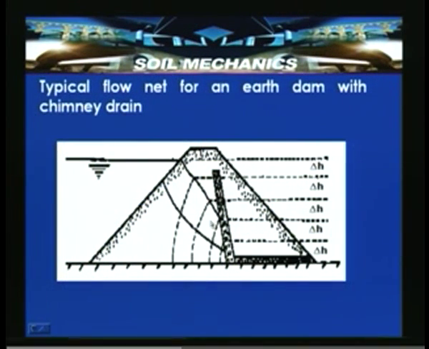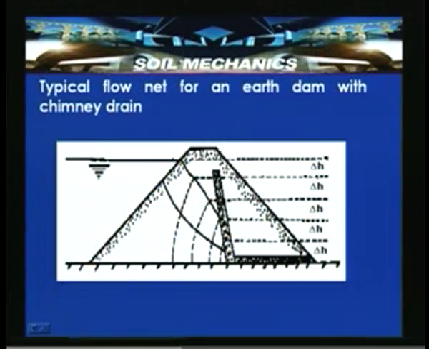This is a typical cross section along with the flow net for an earthen dam with a chimney drain. There is a toe filter at the bottom, and a drain is placed here. With this, the phreatic surface will be restrained within the central part of the dam itself. There are methods for arriving at the dimensions, and once arrived, using the methods discussed, one can construct the phreatic surface and flow net, and then the quantity of seepage can be calculated.